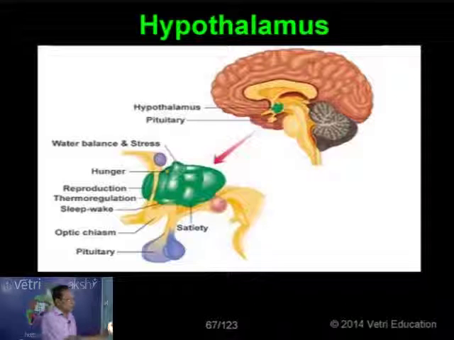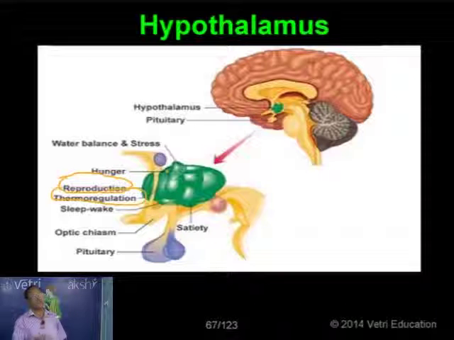And also sexual behavior, which is nothing but reproduction. It also controls thermoregulation. The body temperature is regulated according to the situations because of the hypothalamus. And it is also concerned with the sleep-wake cycle, the circadian rhythm.